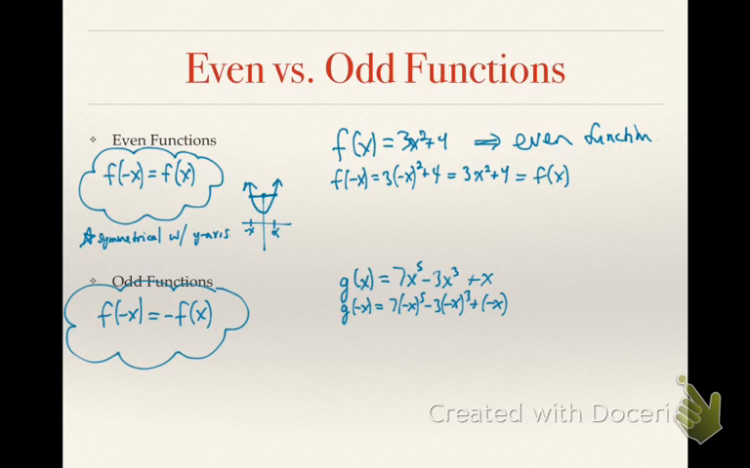Okay. When you plug in negative x to the odd power, that means it changes the sign. So we get negative 7x to the fifth plus 3x cubed. Oh, actually, keeps the same sign, should I say. Keeps the same sign. So negative times negative is positive, and negative x. And notice I get the exact opposite of my original function. So if I factor out a negative, you get negative 7x to the fifth minus 3x cubed plus x, which is the same as negative f of x. That's telling me this is an odd function.